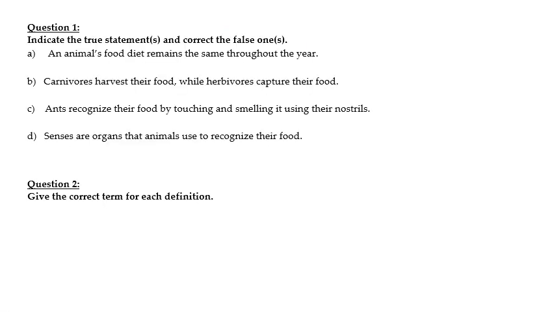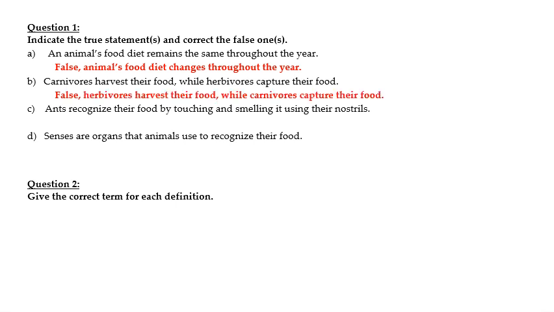Let's start solving question 1. Indicate the true statements and correct the false ones. An animal's food diet remains the same throughout the year. False, animals' food diet changes throughout the year. Carnivores harvest their food while herbivores capture their food. False, herbivores harvest their food while carnivores capture their food.